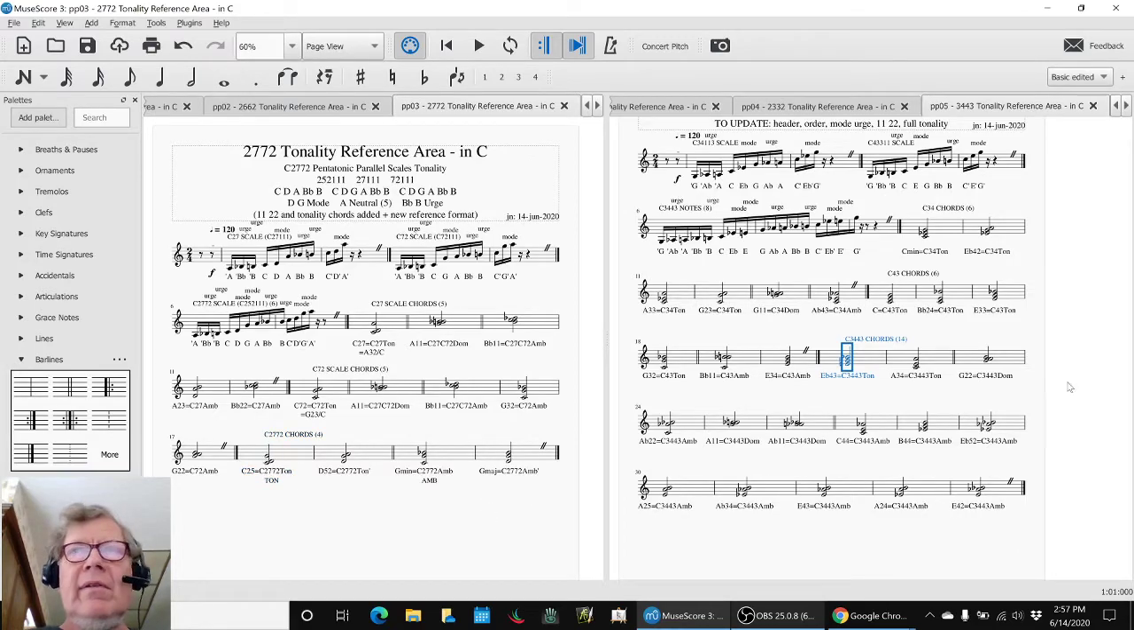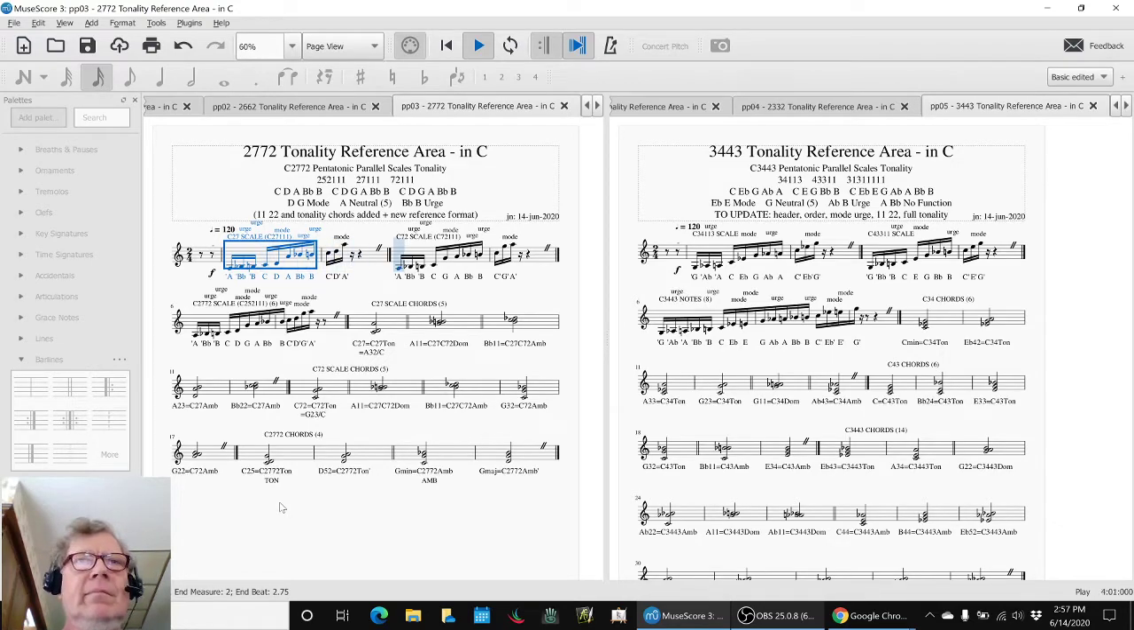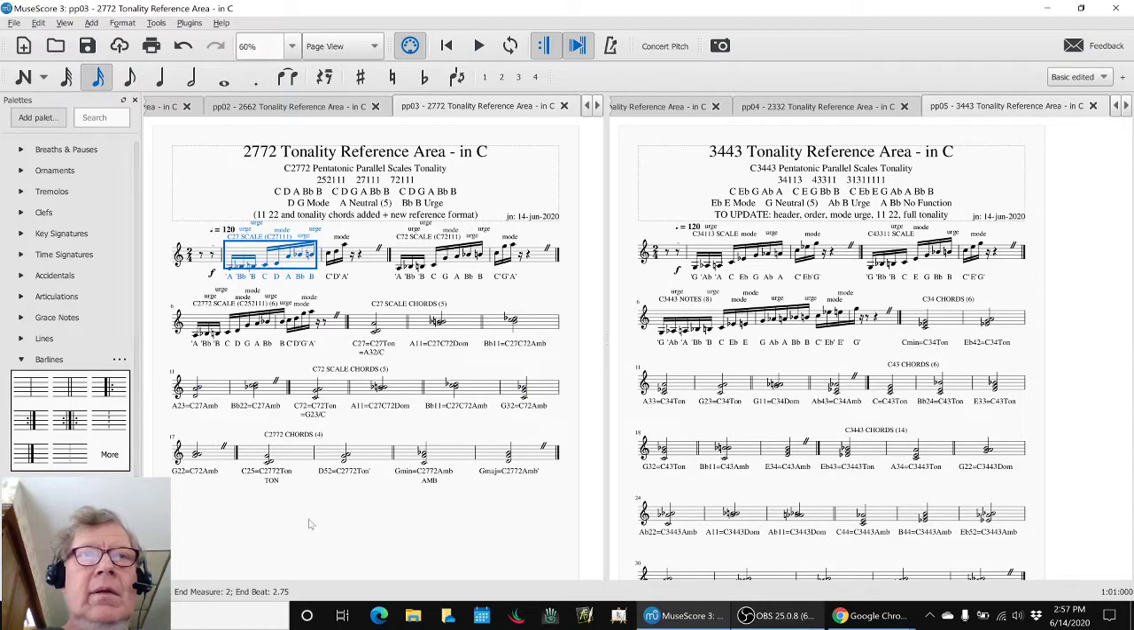This is the 2772 and the 3443, and we're just going to listen to the whole thing. So certainly these last four chords sounded pretty pleasant, and they're the full tonality, and that's supposed to be the set that has a high consonance. Now the next one.